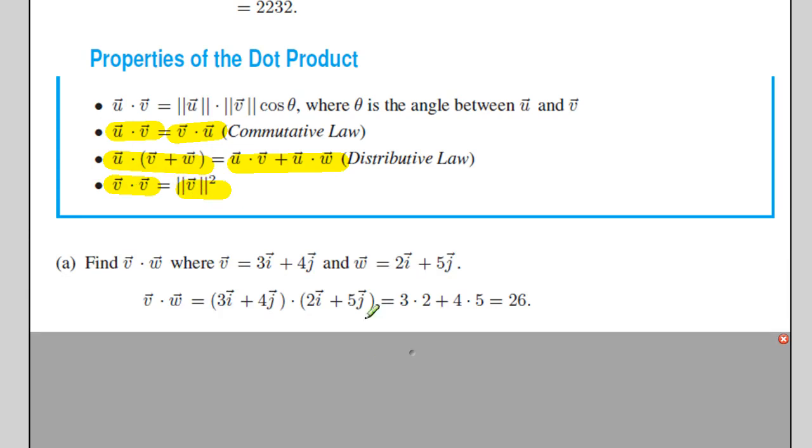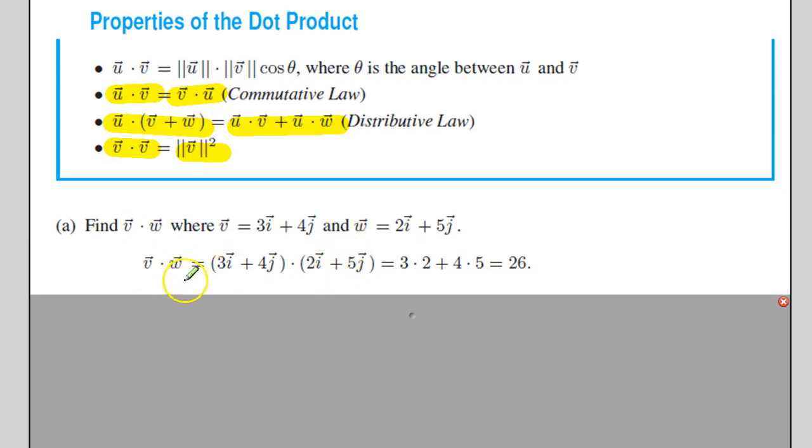Just to show you how to do this, find the dot product of two vectors. If I have the components of each vector, I don't need to use this. All I need to do is multiply each component by the corresponding component. And as you can see, 3 times 2 plus 4 times 5 is 26.